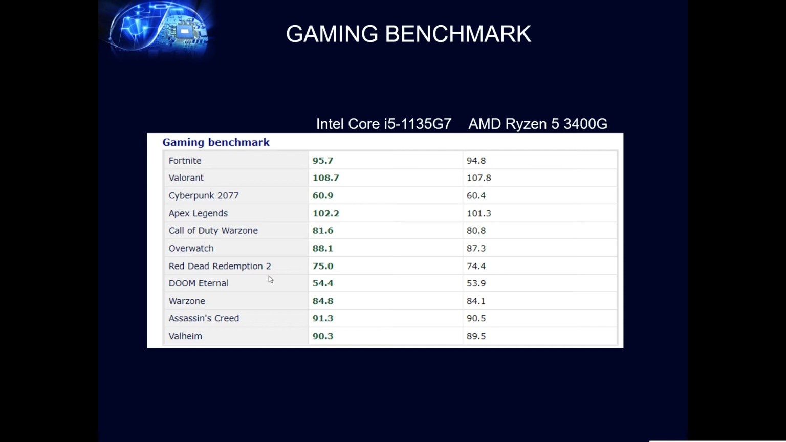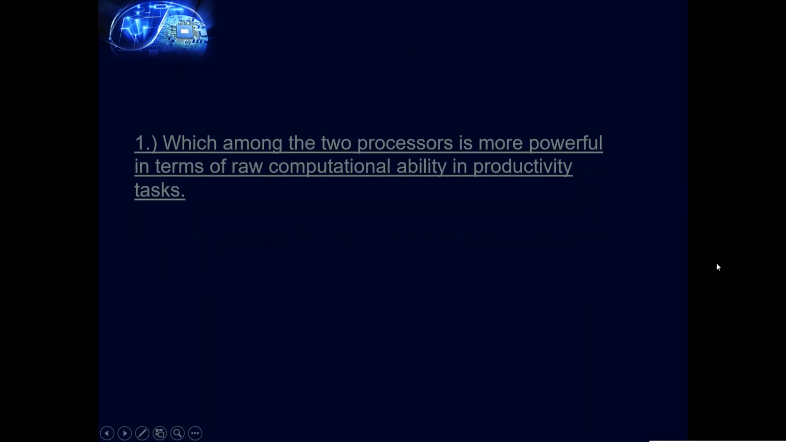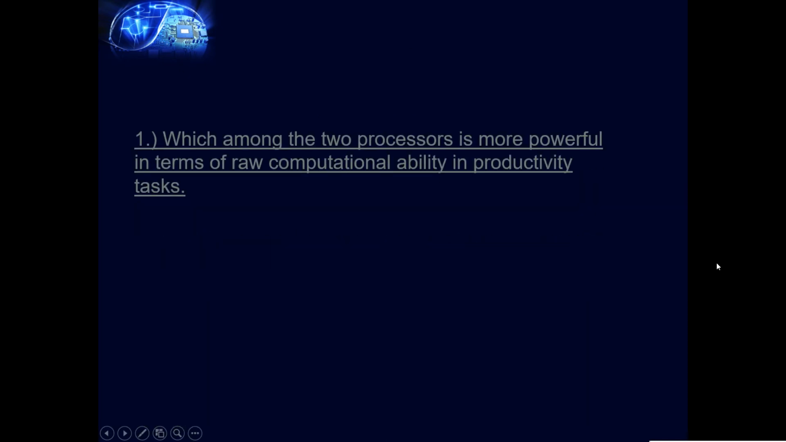Red Dead Redemption 2 74.4, this is also higher. Doom Eternal 53.9, Warzone 84.1, higher. Assassin's Creed 90.5, and Valheim 89.5. So we have here three questions.